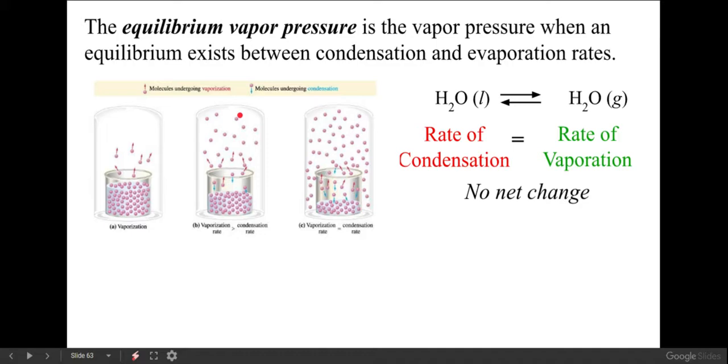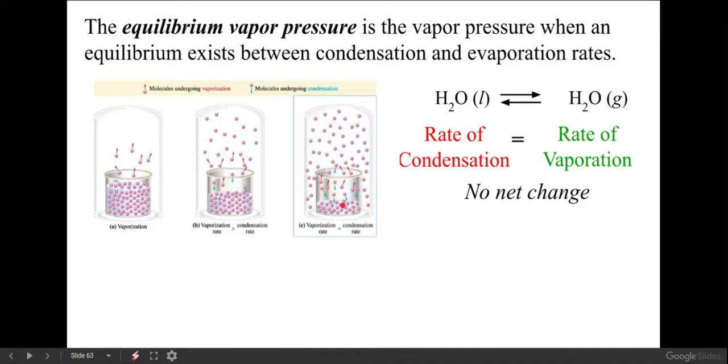So if you have a bottle of water and you leave the cap off, in a couple days the water level would have gone down because some of it would have vaporized away. But if you leave the cap on, then that water is going to stay in there indefinitely. Now that doesn't mean it's not vaporizing. It doesn't mean there's no evaporation. However, as some of it is vaporizing, some of it is also condensing. And so at equilibrium, there's just no net change.